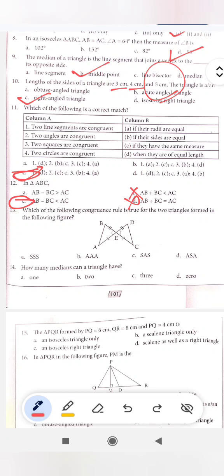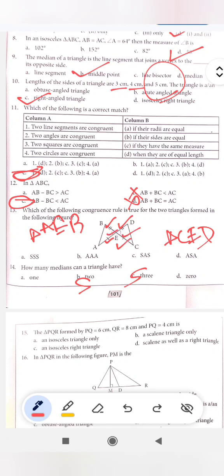Now, question number 13. Which of the following congruence rules is true for the two triangles formed in the following figure? Here the two triangles formed are triangle AEB and triangle CED. You can see that BE is equal to DE and AE is equal to CE. So two sides are equal, S, and another angle, angle BEA is equal to angle CED, since vertically opposite angles are also equal. So SAS congruency, that is option C, is the correct answer.